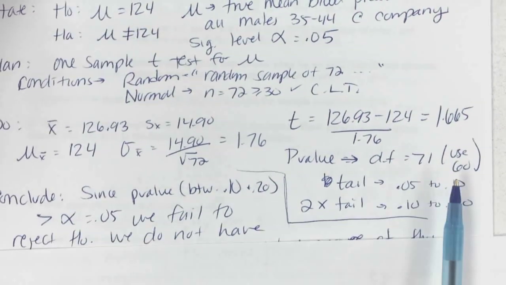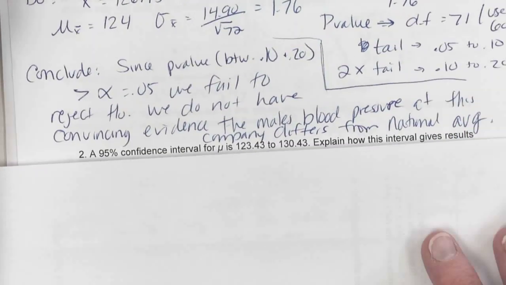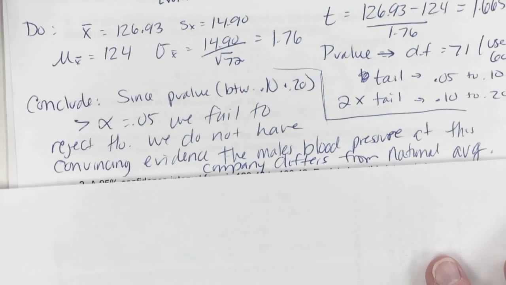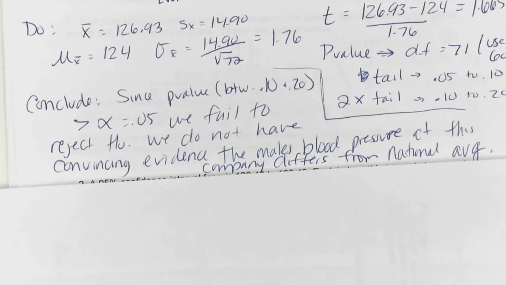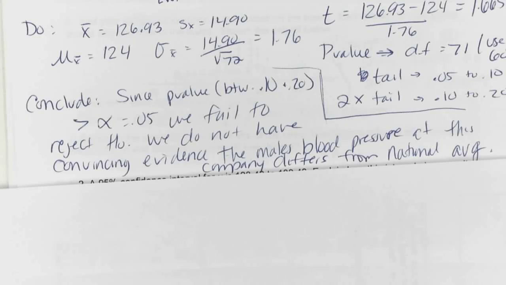All right, conclusion. Since the p-value, which is between 0.10 and 0.20, is greater than alpha, or 0.05, we fail to reject the null. We do not have convincing evidence that the male's blood pressure at this company differs from the national average. Okay, feel free to pause the video at any point here to go back and make sure you have all the details. That's our formal four-step plan. So nothing really new from the previous example, just reiterating the fact that we have to double the area in the tail because of it being a two-sided test.